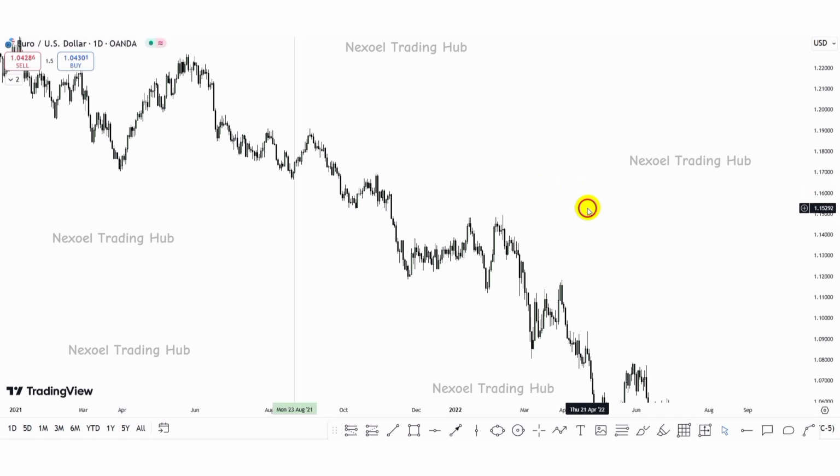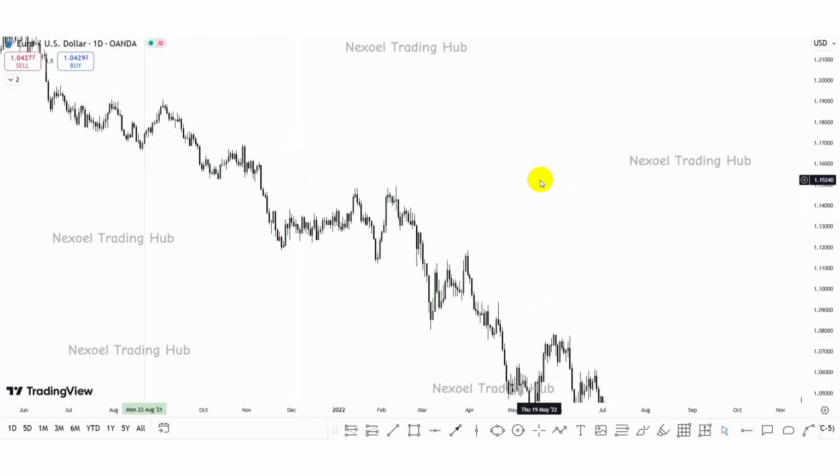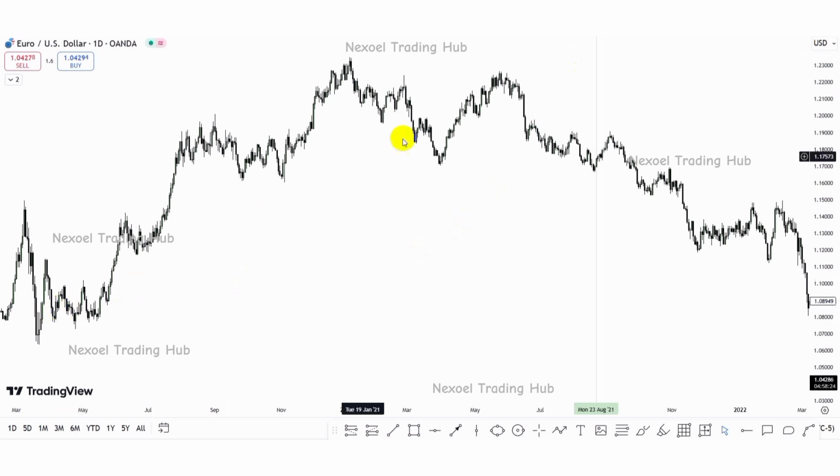So let's just see how you could possibly map out a structure. So here we can see we have this bullish movement of price to the upside. Now we look at where we actually had the major reversal. You get it?